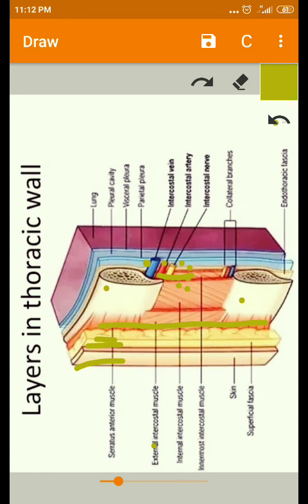So in the next video, we will look closely at the thoracic wall proper, and in that we are going to see the intercostal muscles in the next session.